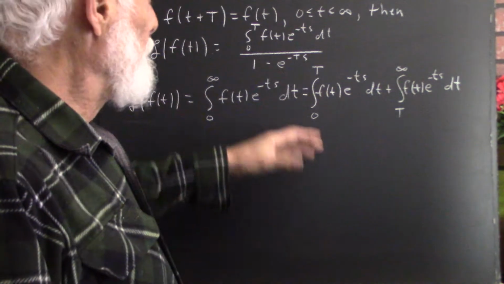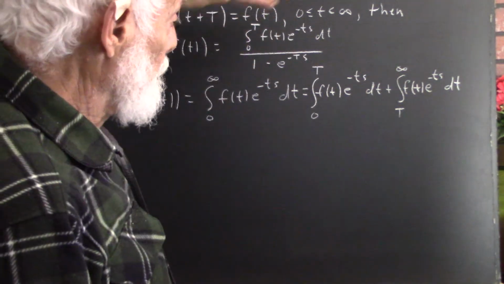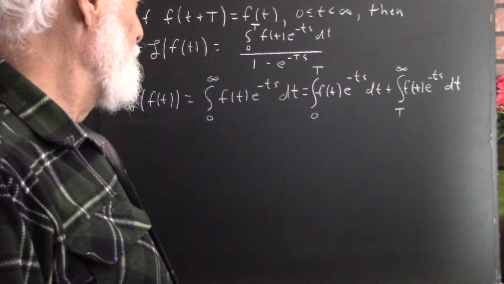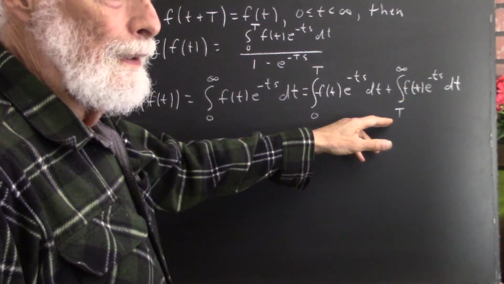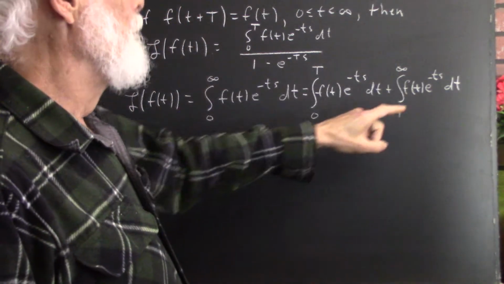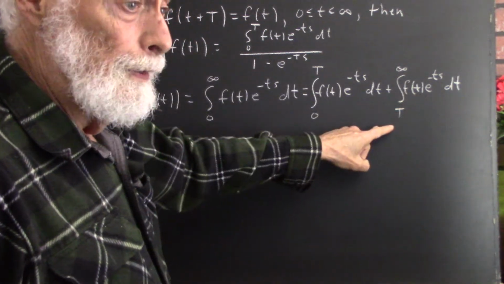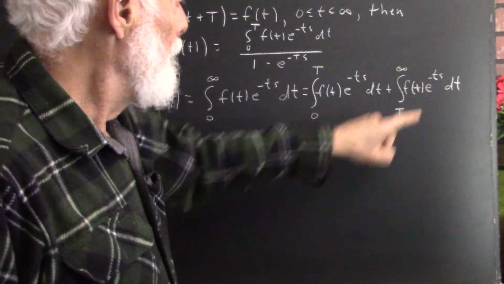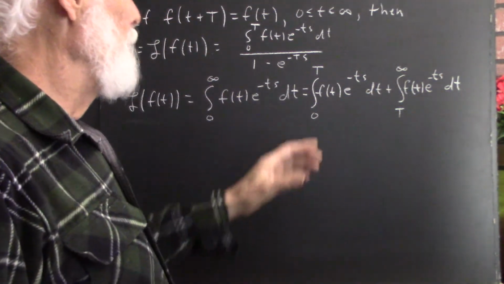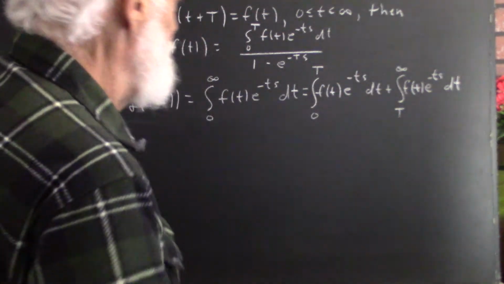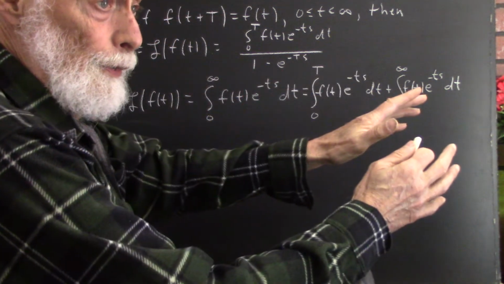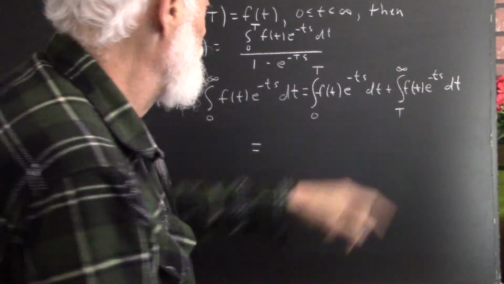If you look at it geometrically, you have the graph of f of t from 0 to infinity, whatever that graph might look like, integrated against e to the negative ts. Here you have the part of the graph from capital T to infinity. Since the graph repeats with period T, all we're doing is integrating over everything but the first period. If we were to shift this graph capital T units to the right, we would have this.